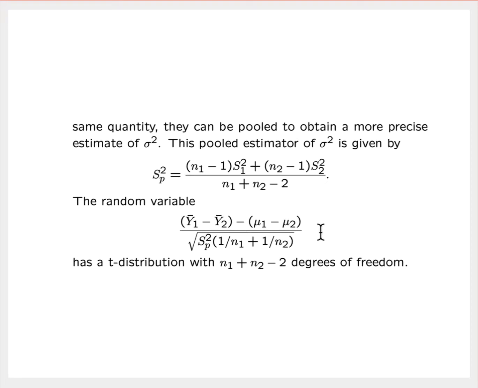Now, based on an argument that is completely analogous to the argument that we used in the previous module when talking about the t-distribution, and about why the studentized version of the sample mean in that context has a t-distribution, the same type of argument applies here. And so this studentized version of the difference between the sample means has a t-distribution with degrees of freedom equal to n1 plus n2 minus 2.